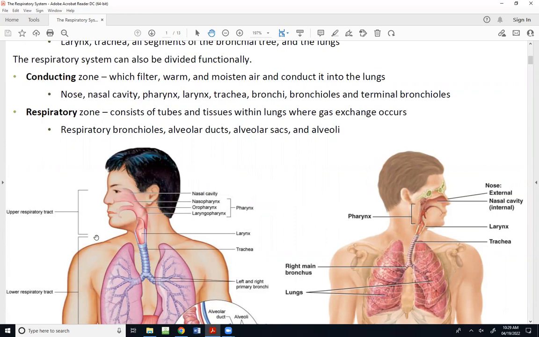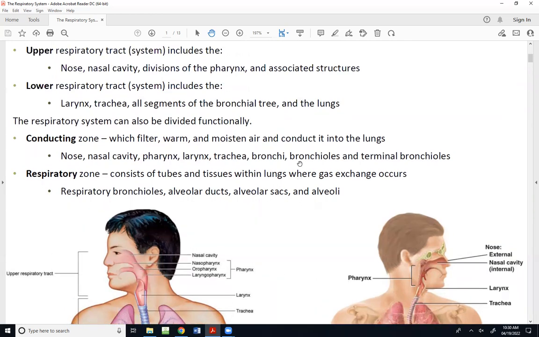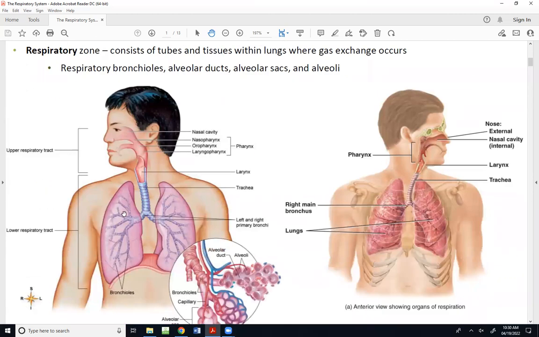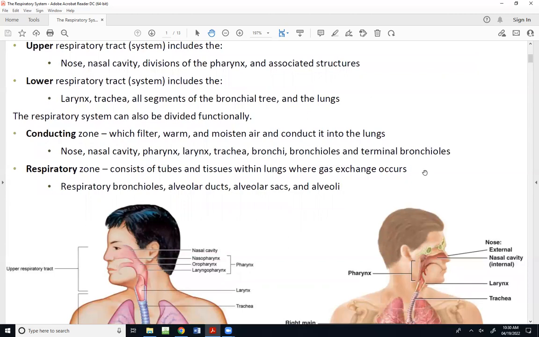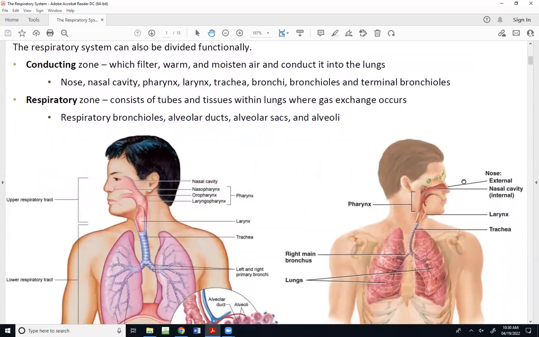You've got the lower respiratory tract, which is essentially everything below the larynx or below the pharynx. It includes the larynx, what we commonly call our voice box, the trachea, what we commonly would call our windpipe, all segments of the bronchial tree, which is an air duct networking system inside our lungs, and then obviously our lungs as a whole as well.